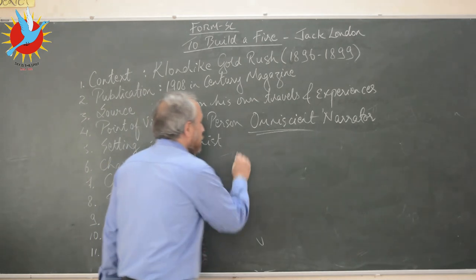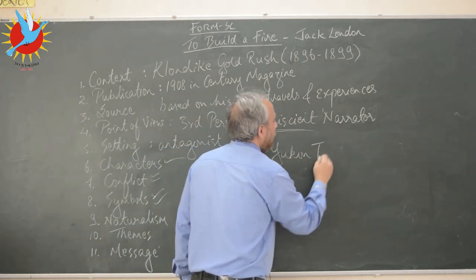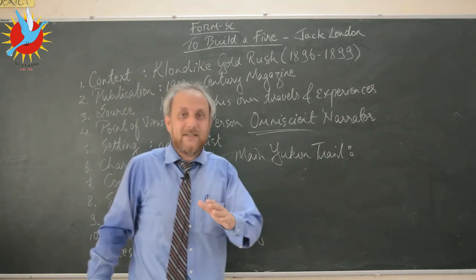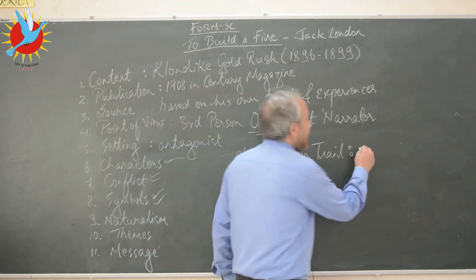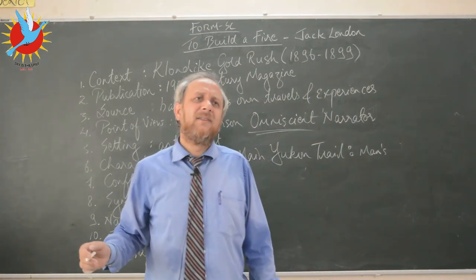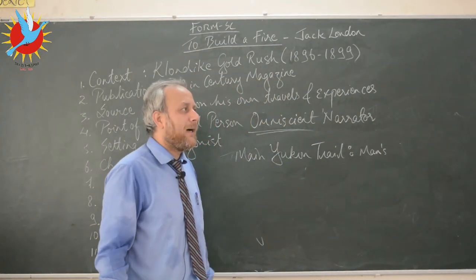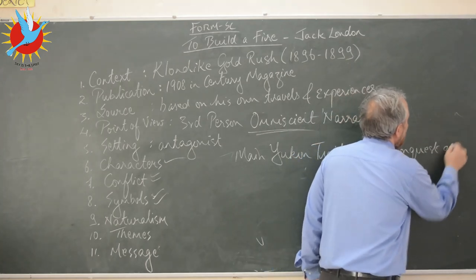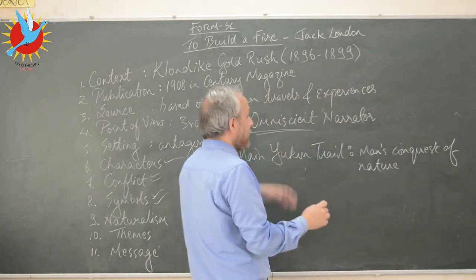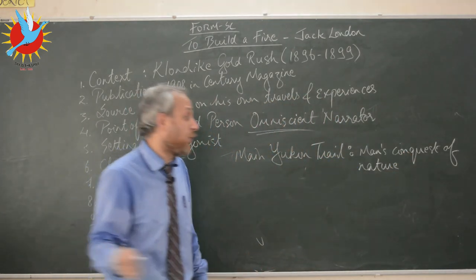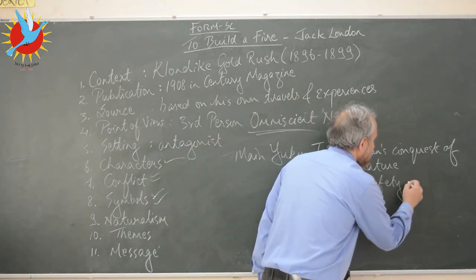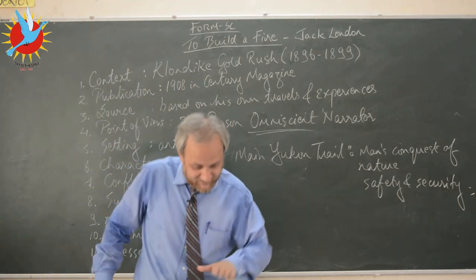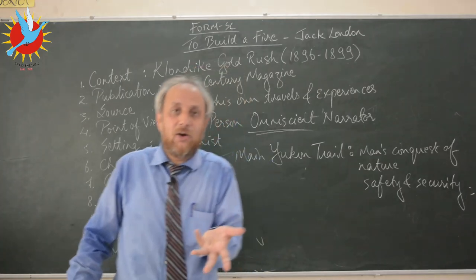Now look at the main Yukon trail. What is the main Yukon trail symbolic of, kids? The main Yukon trail symbolizes man's conquest of nature, for want of a better word, kids, not a problem. The main trail is also symbolic of safety and security. So do remember that. And the fact that he takes the detour, he takes a side trail, that is symbolic of the element of risk.